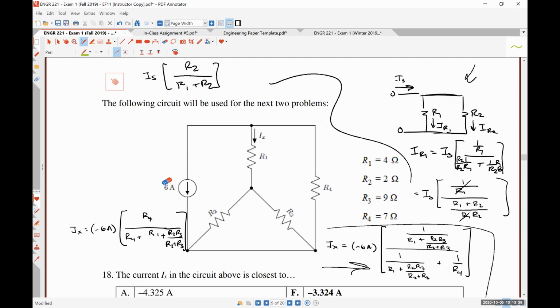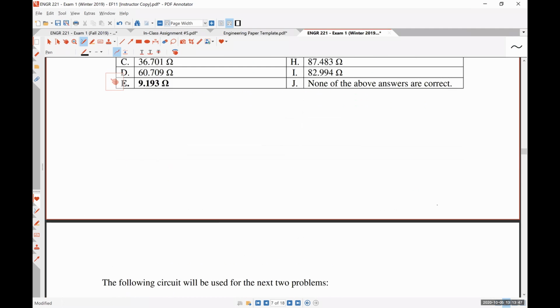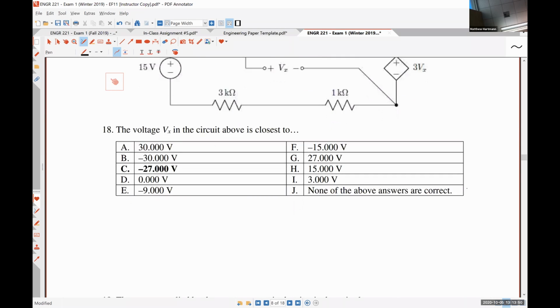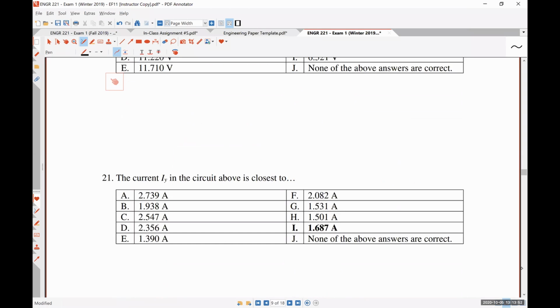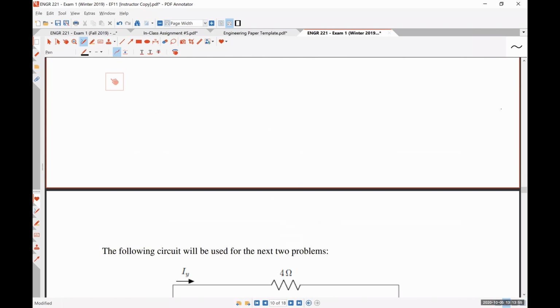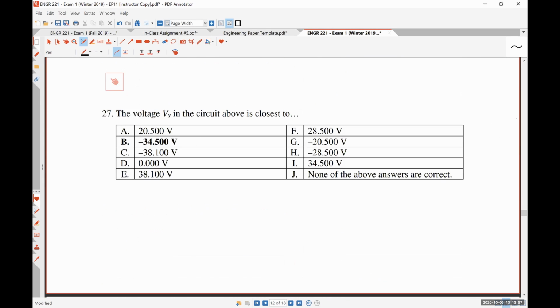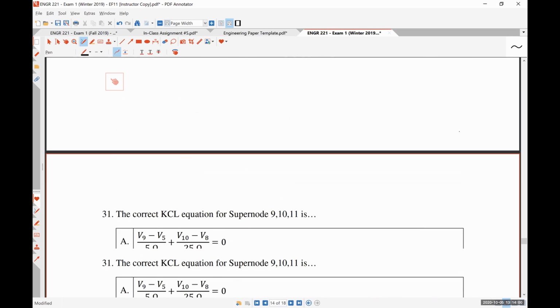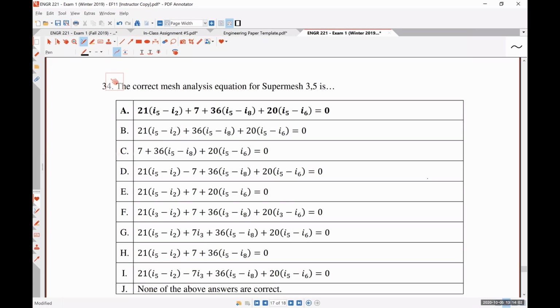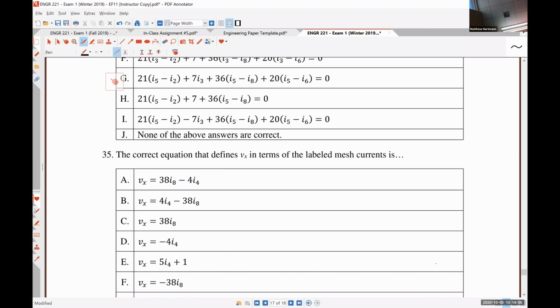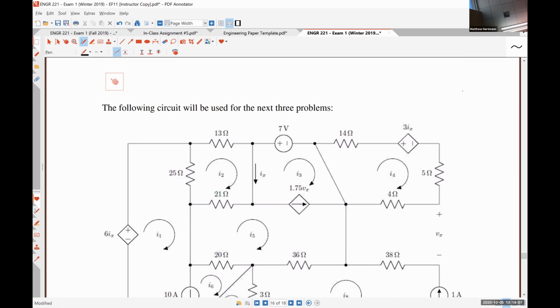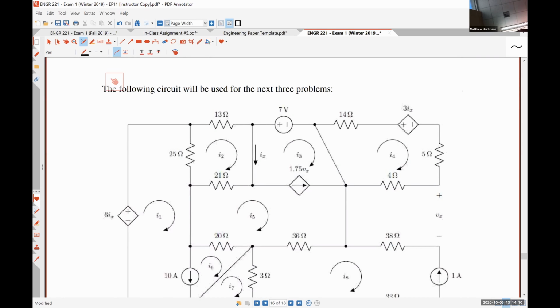Dr. Hartman, can you go over number 35 on the winter exam? Let's see what 35 asks us. All right, 35 defines Vx in terms of the mesh current. So let's go up here and look at stuff. All right, so Vx, I'm going to assign it like so.